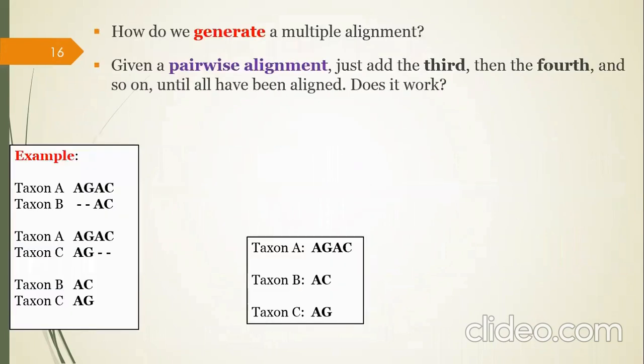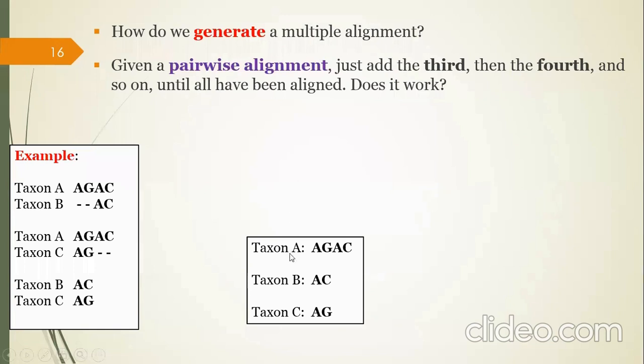Yes. And this is how we can generate a multiple sequence alignment. Given a pairwise alignment, just add a third sequence and then the fourth and so on until all have been aligned. Does it work? So we have a pairwise alignment. We have two sequences, align them. The alignment will have certain deletions, certain insertions. So if we add a third sequence to align the two, and then a fourth sequence to align the three, and then a fifth sequence, and so on.